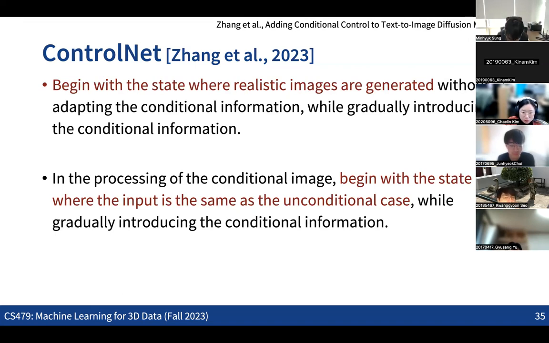So that's the philosophy in terms of the practical way of designing the neural net architecture. We want the neural net to produce realistic output images all the time over the fine-tuning, by starting from an initialization that is already the same as the unconditional case.